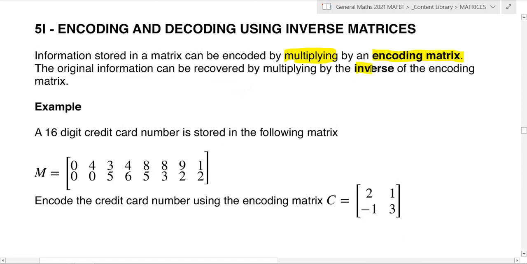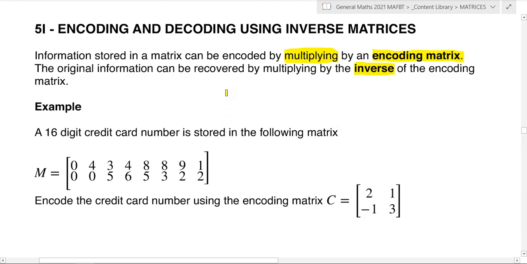So this word here we learnt about last lesson, the inverse of the encoding matrix. So the encoding matrix, its inverse, these two are somewhat connected to each other. Okay, and we learnt last lesson that a matrix, or 2x2 matrices, or any square matrix, may or most likely will have some sort of inverse, so opposite of itself. So the encoding matrix and its inverse is important. Okay, so you're going to be using that in this lesson.